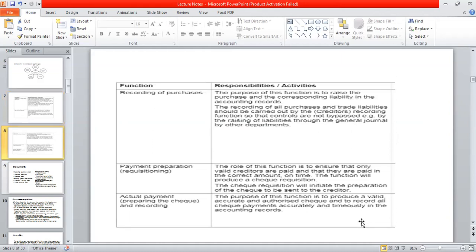The recording function will be responsible to raise the purchase and the corresponding liability in the accounting records. So this is mainly responsible for recording the transaction into the accounting journals of the company, so that they create the payable. The recording of all purchases and trade liabilities should be carried out by the recording function, so that controls are not bypassed. For example, by the raising of liabilities through the general journal by other departments.